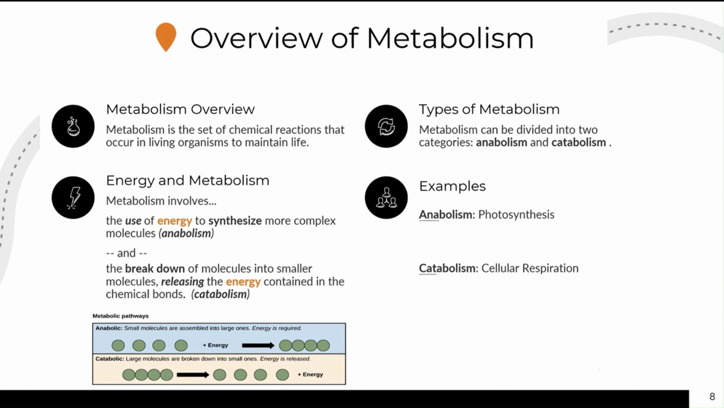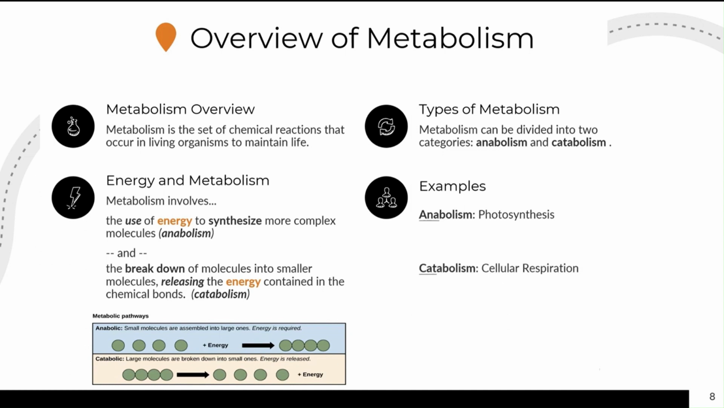Now, there are two types of metabolic pathways. One, we have those that use energy to build molecules, a process we call anabolism, and two, those that produce energy by breaking down molecules, a process we call catabolism. As examples, two specific metabolic processes that are crucial to life on Earth are photosynthesis, which uses energy to build sugars, and cellular respiration, which breaks down sugars to produce energy.